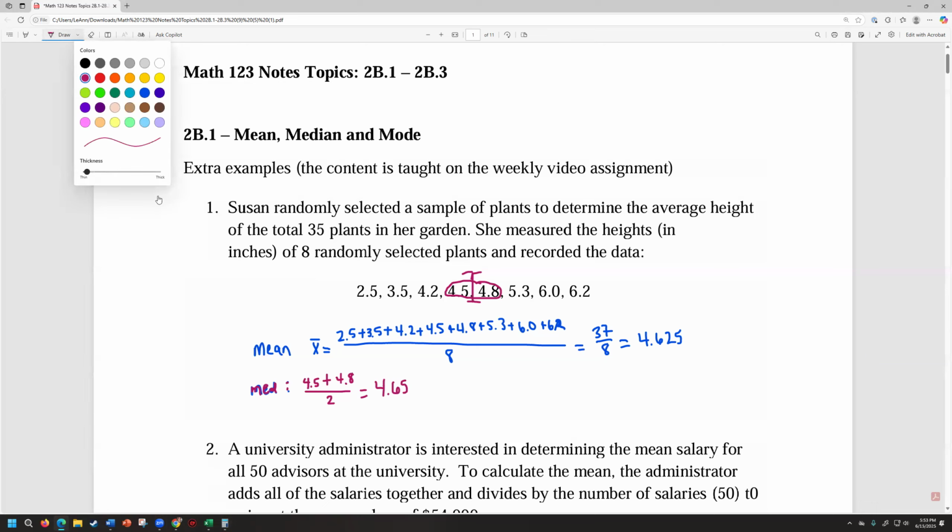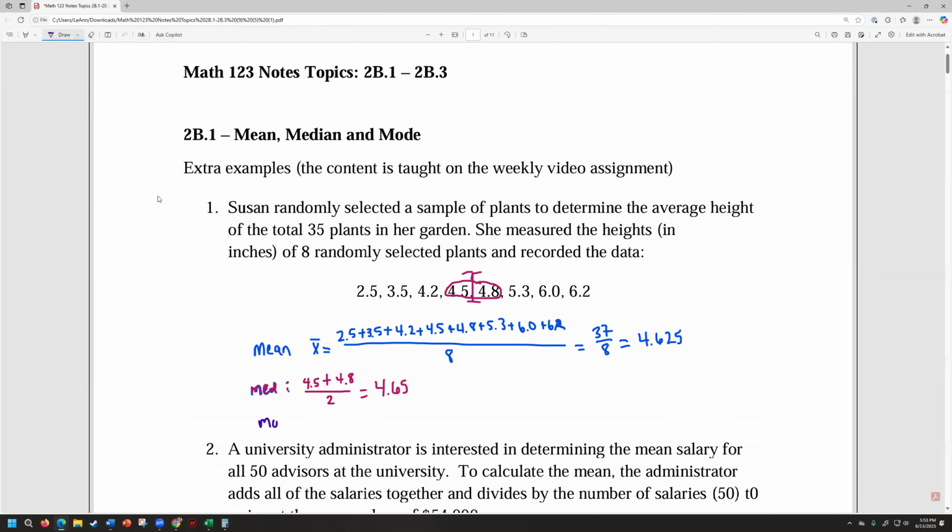The mode is the number that occurs the most. And you can have a couple things go on with mode. If you have no repeating data, you don't have a mode. And that's what we have here. We don't have any plant that had the same height as any of the other ones. So we would write no mode.